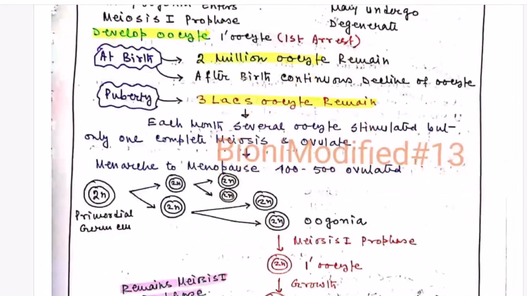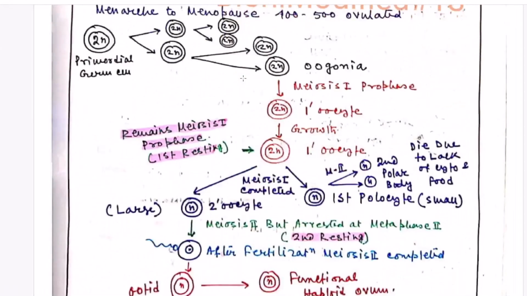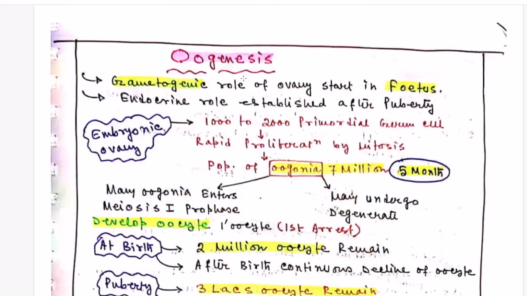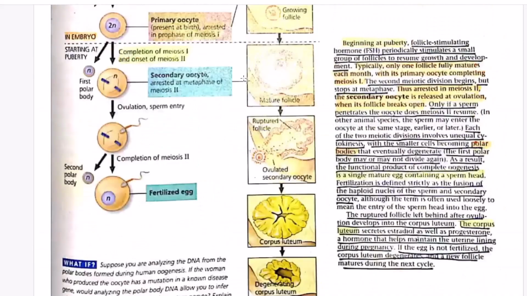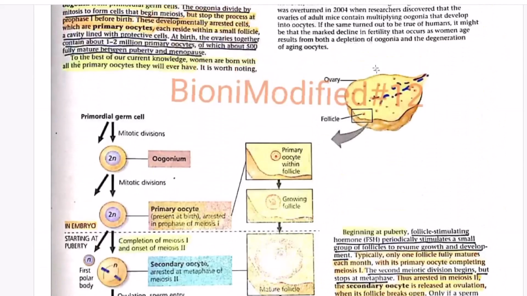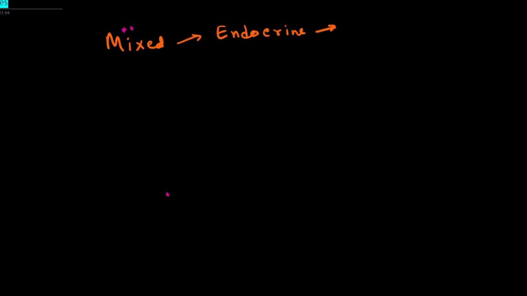In this video we will discuss the process of oogenesis. Oogenesis occurs inside the female reproductive organ, the female primary sex organ, or ovary, and this ovary is called a gonad. The ovum is developed by the process of oogenesis, and the ovum is also called a gamete. The ovary is a mixed gland, so it has two important functions, the endocrine function and the exocrine function.